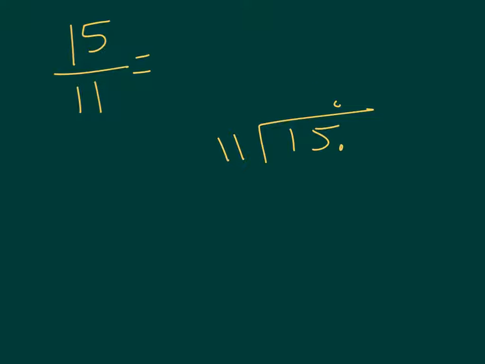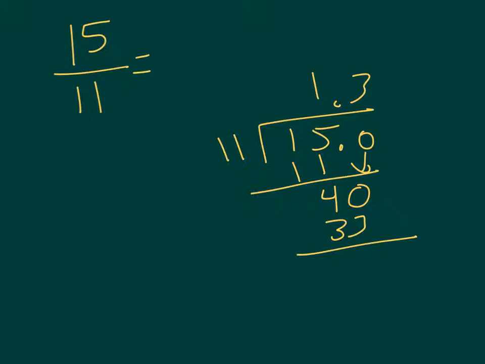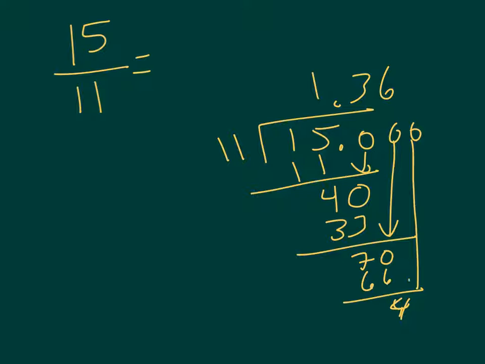11 does go into 15. It goes in there one time. 15 minus 11 is 4. Give it a 0, bring it down. 11 goes into 40 3 times. So that's 33. 3 times 11 is 33. 40 minus 33 is 7. And then we'll get another 0. 11 goes into 70 6 times. 6 times 11 is 66. You subtract and you get a 4. That's a 4, I promise. Get a 0, bring it down. 11 goes into 40 3 times.